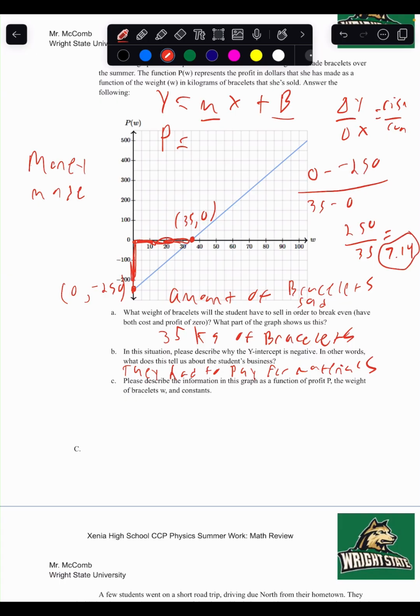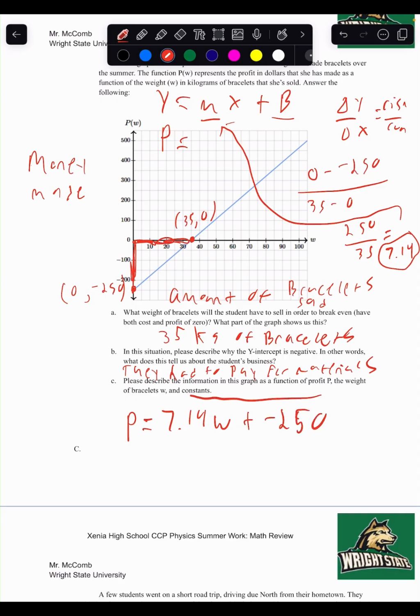Wait, there's our slope. So that goes in for M. X is going to stay as an X. Or in this case, because X is representing the weight, we'll make it a W. And then B is just our y-intercept, which is negative 250. So the equation to this line is P equals 7.14 W, right? Because P is Y and X is W, plus negative 250. And there we go.